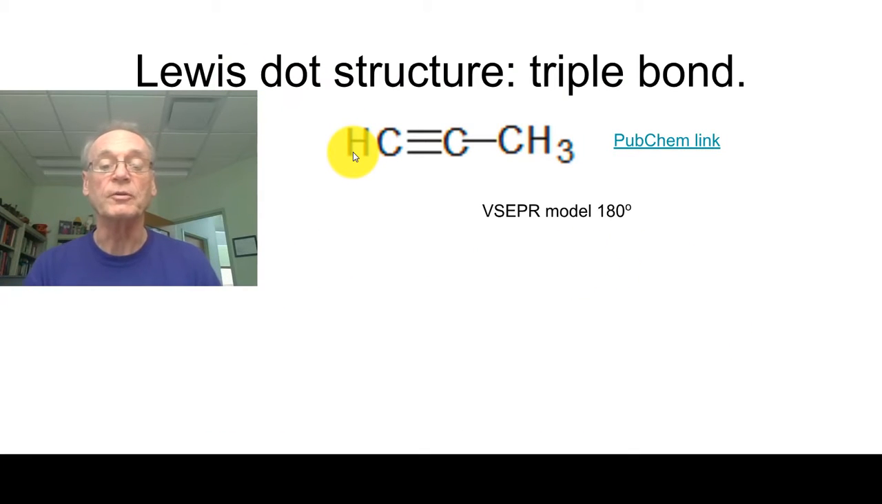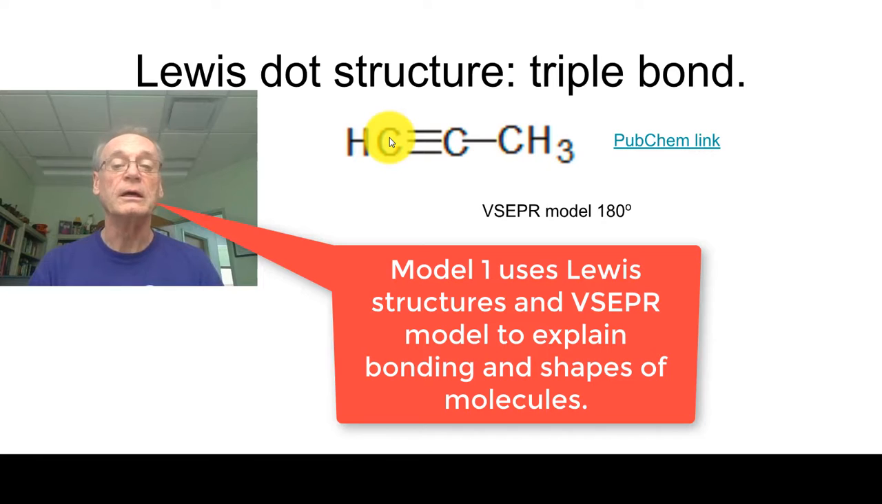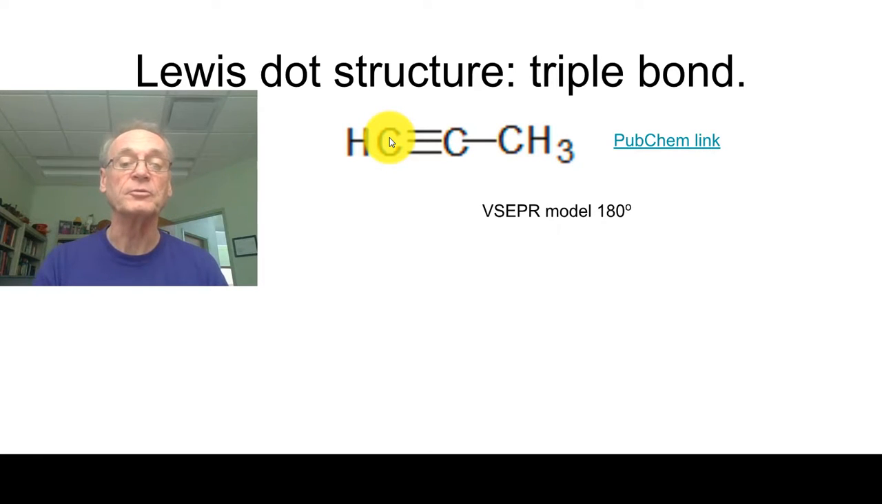And according to the VSEPR model that we learned in general chemistry, since this carbon has 2 groups of electrons around it, it should be linear, 180 degrees, and since this carbon has 2 groups of electrons around it, again a single bond and a triple bond, just like that carbon, 2 groups of electrons, therefore linear, 180 degrees. This carbon, of course, would be tetrahedral, 109.5 degrees. That's what I refer to as model number 1. In other words, just looking at Lewis dot structures and the VSEPR model to figure out shapes of molecules.